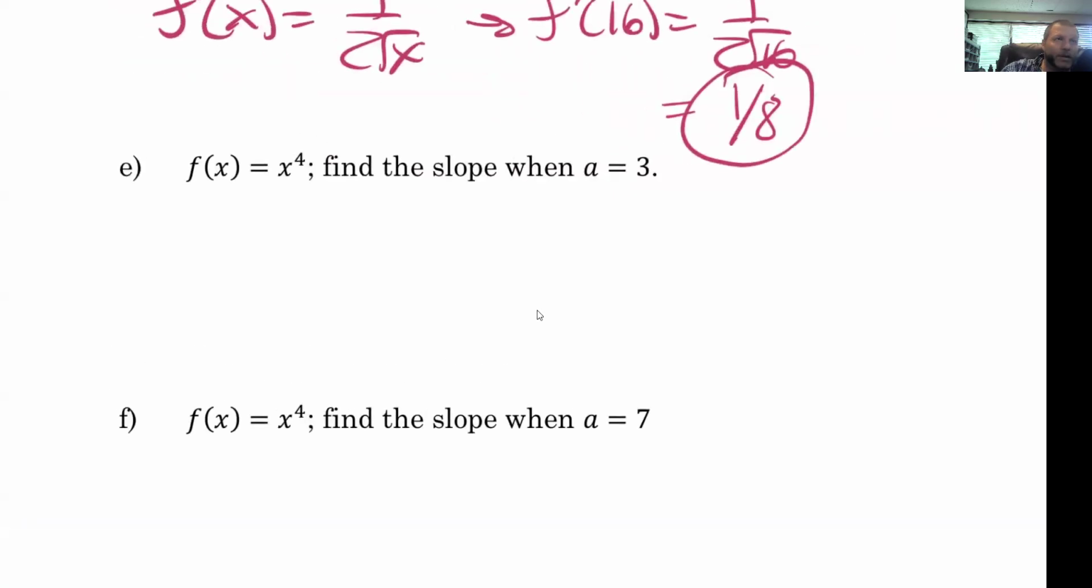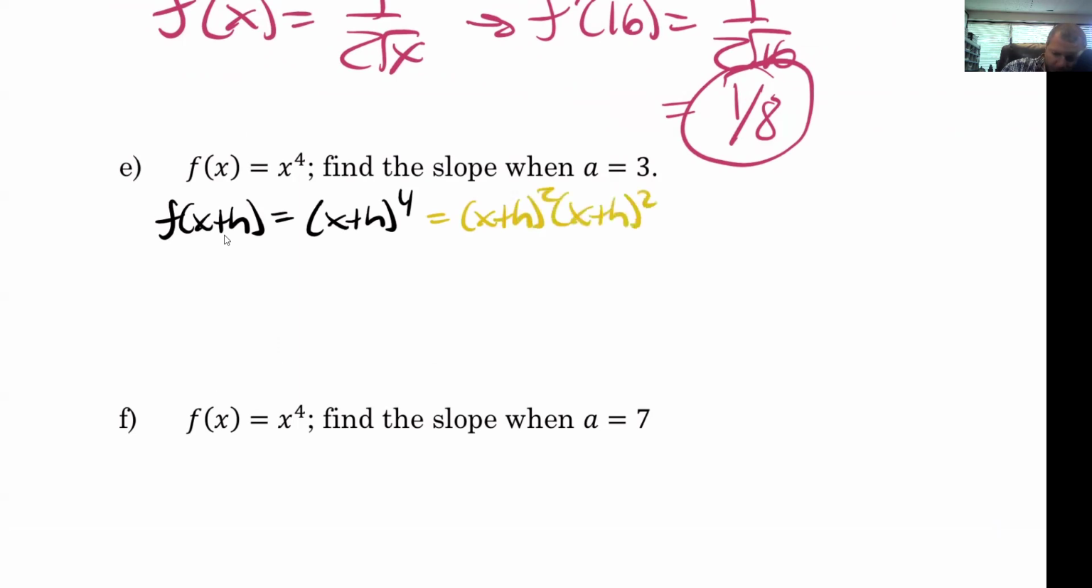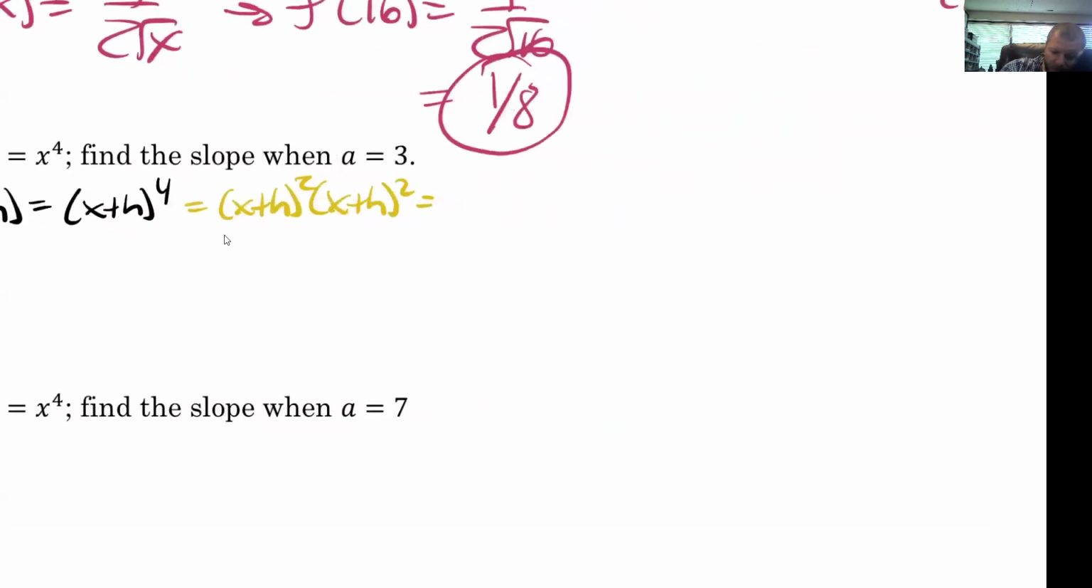Or part E, right? So we want to find the instantaneous rate of change of the function. So we need to find f of x plus h, which is going to be x plus h to the fourth power. This would suck a little bit to multiply out, right? One way of doing it is x plus h squared times x plus h squared, which would then be x squared plus 2xh plus h squared times x squared plus 2xh plus h squared.